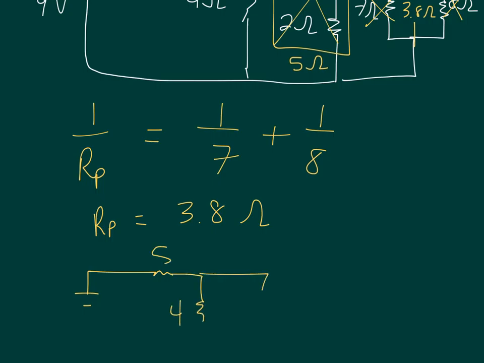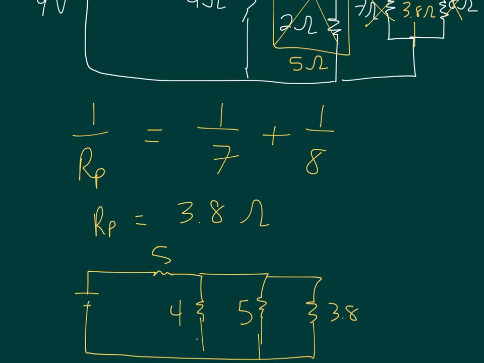This is 4. This is 5. Now, we've got resistor number 1 that was in the beginning. This 5 is a simplified version of 3 and 2. This 3.8 is the parallel part from 7 and 8. The 4 is given there.